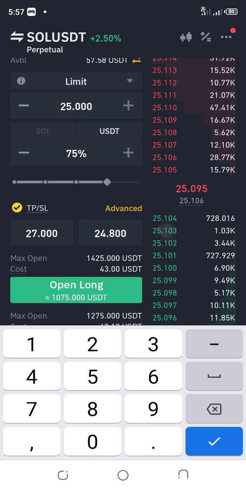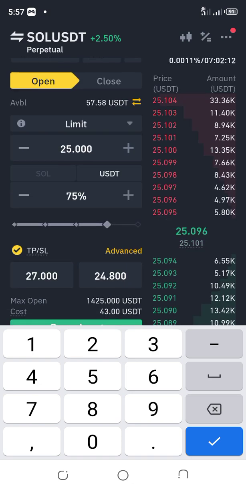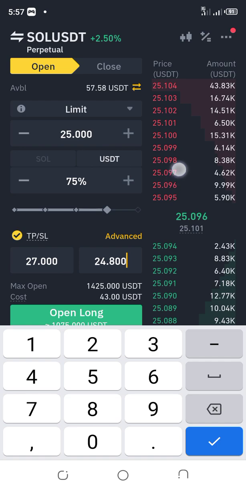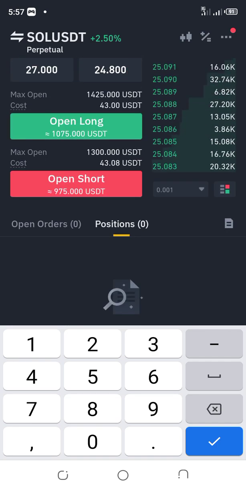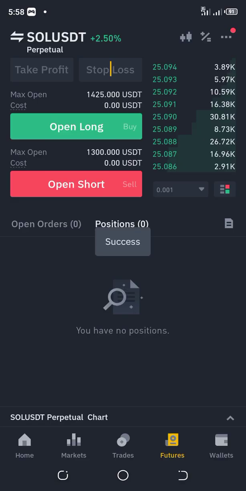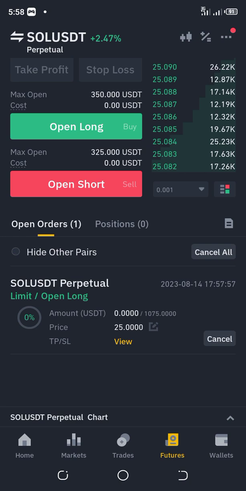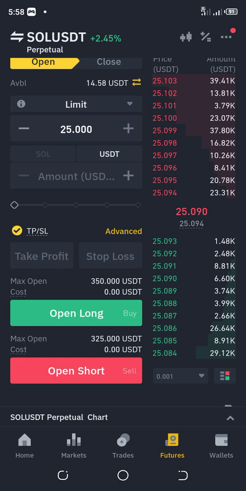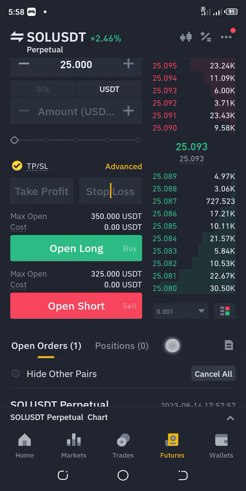So let's click on open long, which is the buy long trade now. If I click on open long, it will automatically place the trade for me. And since we are using a limit order, you will see it in open orders over here. As you can see now, the trade is in open orders. This is because we set a limit, a buying limit for it.